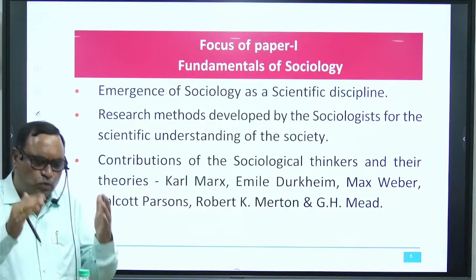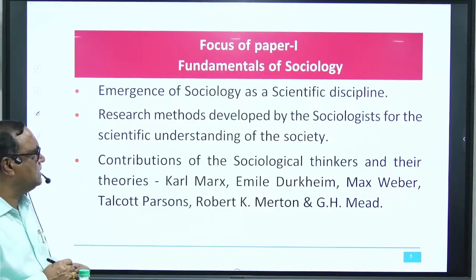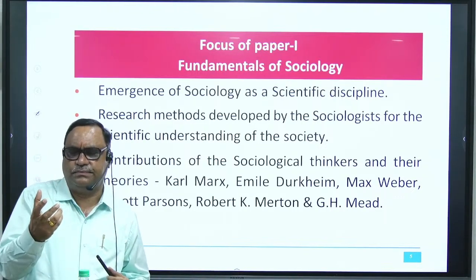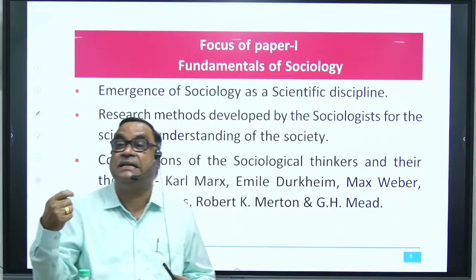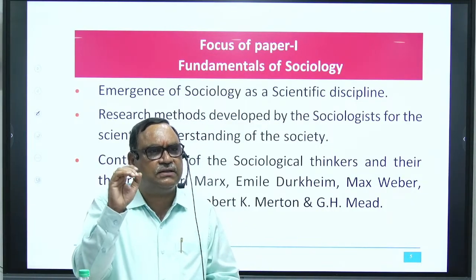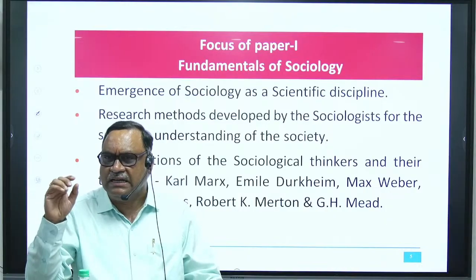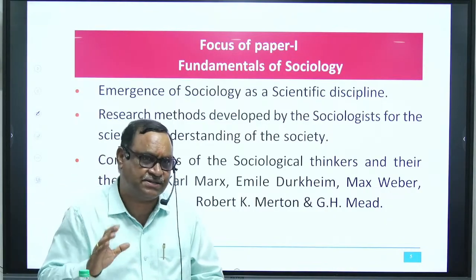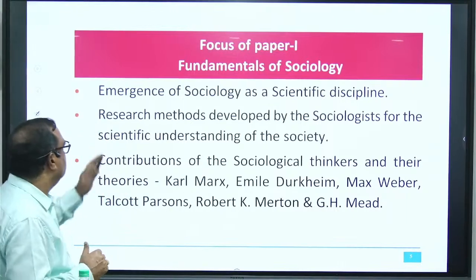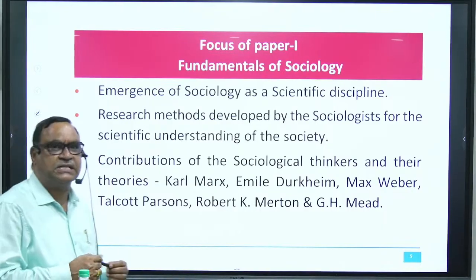What exactly a student is supposed to study as part of paper 1. First point, I told you, emergence of sociology as a scientific discipline. So, how has sociology emerged as a scientific discipline? What were the factors that contributed to the development of sociology as a scientific discipline? Because sociology is considered one of the youngest social sciences. Okay? That's one aspect. Second, research methods developed by the sociologists for the scientific understanding of the society.